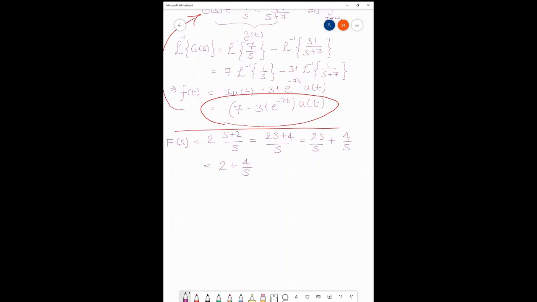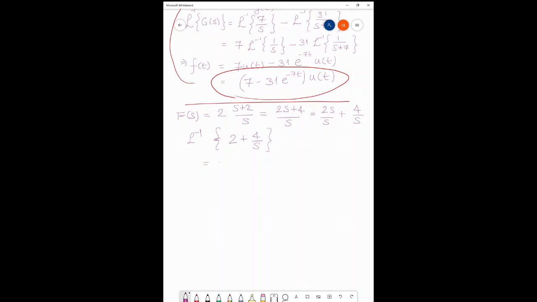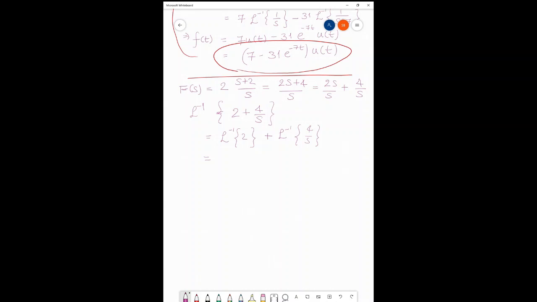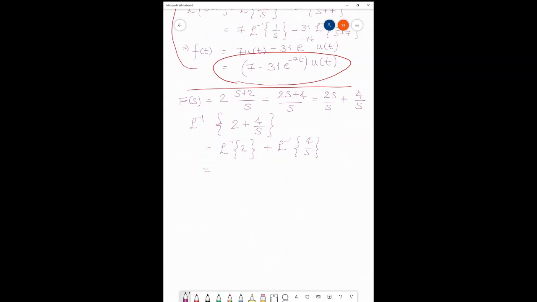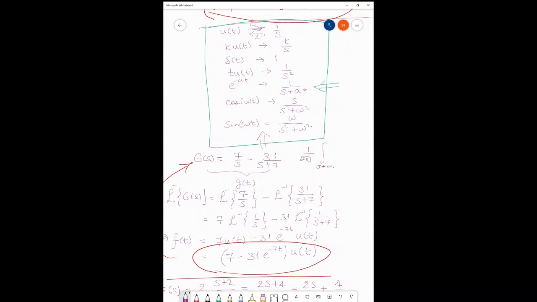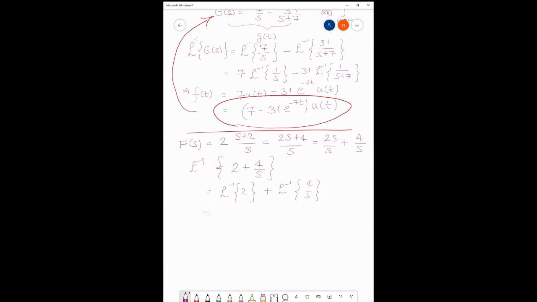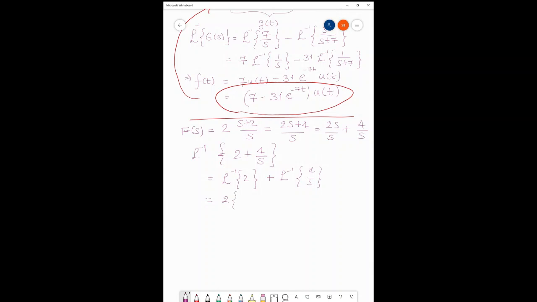So finding the inverse Laplace transform of this function is much easier than finding that. In this case we will find the inverse Laplace transform of 2 plus the inverse Laplace transform of 4 over s. As you have guessed already, for 2, because it is just a constant, we already have it here for the Dirac. That is the same as 2 multiplied by the inverse Laplace transform of 1, right? Plus 4 times the inverse Laplace transform of 1 over s.